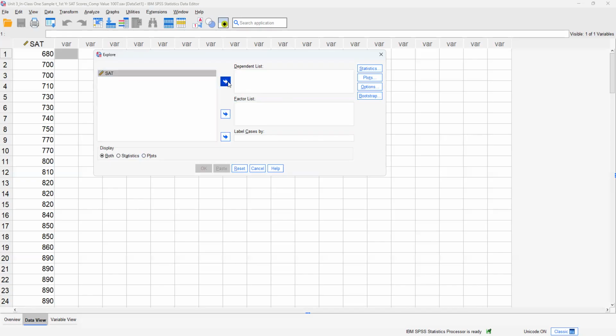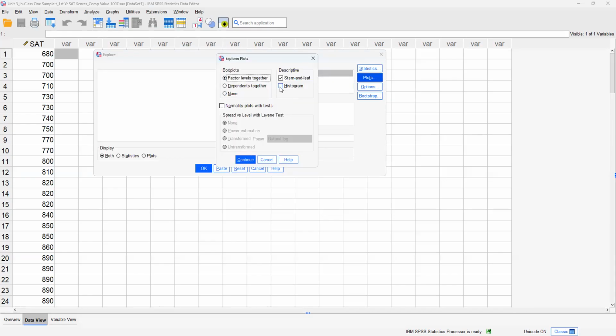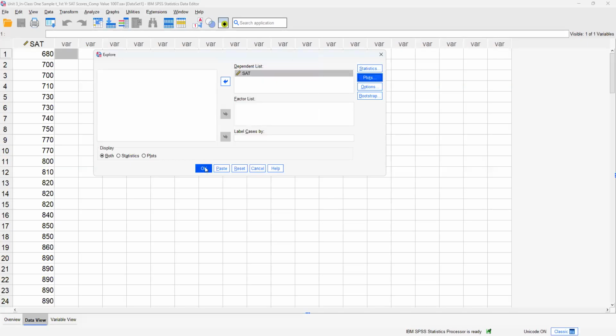I'm also going to go over to the Plots dialog, and I'm going to request a histogram and normality plots with tests. Okay, so that will allow us to examine whether the normality assumption is met or not. So I'm going to continue and say okay.